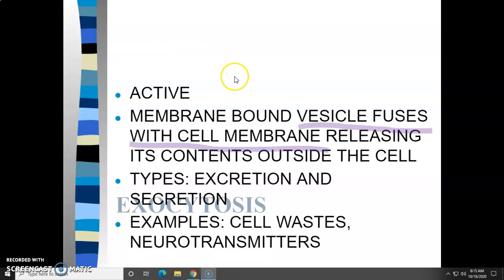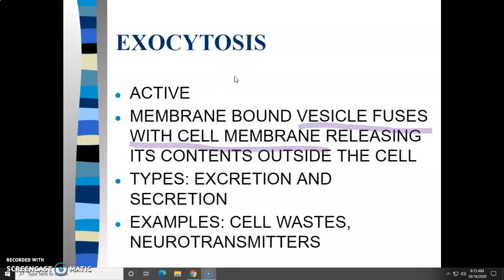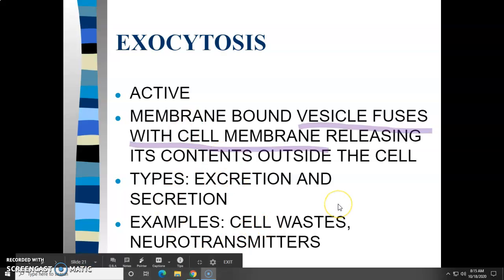And now we have exocytosis. This is how large molecules get out of the cell. Again, it's active, so where it says energy required, yes. And then under process required, vesicle fuses with cell membrane. So it actually goes to the side and fuses, and then it opens up, and that substance is released. Okay, so it goes out. Then over here under examples, excretion is wastes. And then secretion is usables.